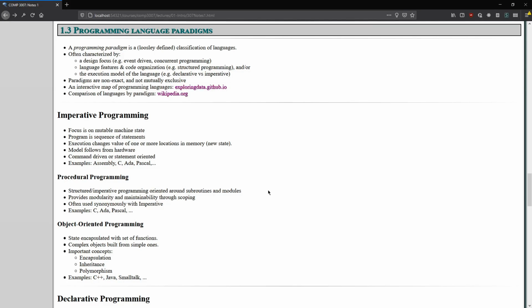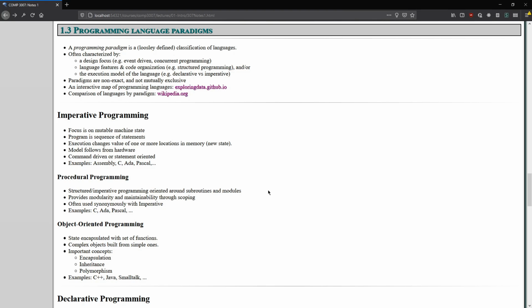In this video, we'll discuss various paradigms of programming languages. So paradigms are essentially language styles. They're loose classifications or groupings of languages based on things like the language features or the focus of the design in that language or even the execution model of the language itself.